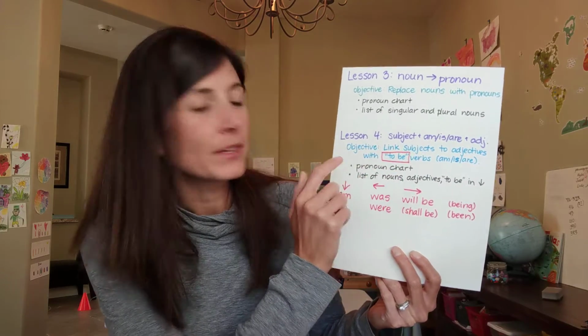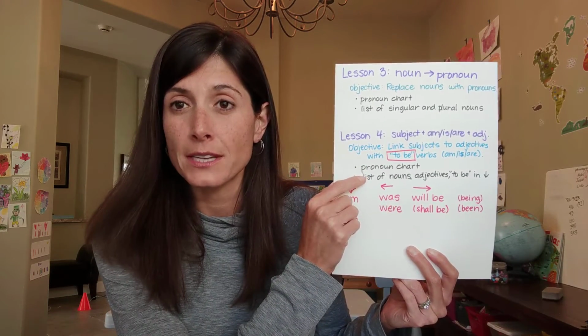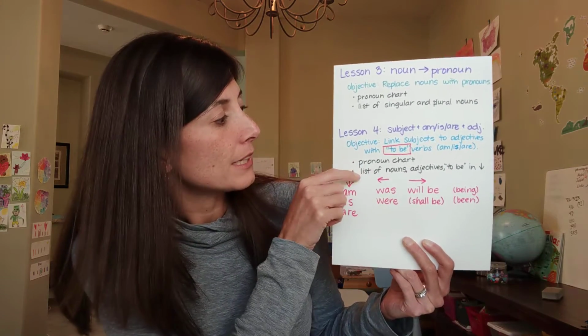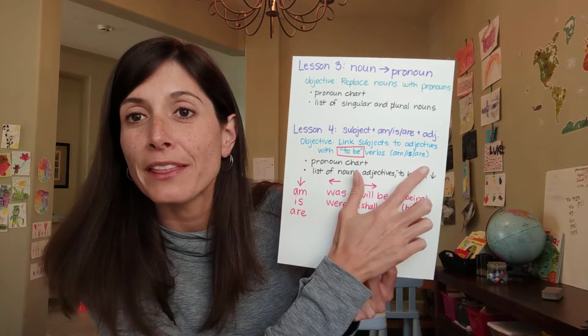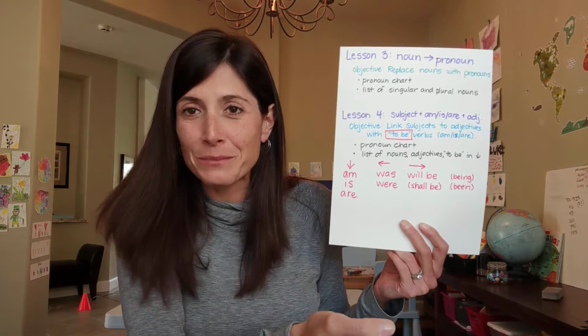Am, is, and are. For today's lesson, we'll need that pronoun chart that we used in lesson number 3. I have my copy here. We will need a list of nouns, adjectives, and to be verbs in the present. Let's talk about what to be verbs are.